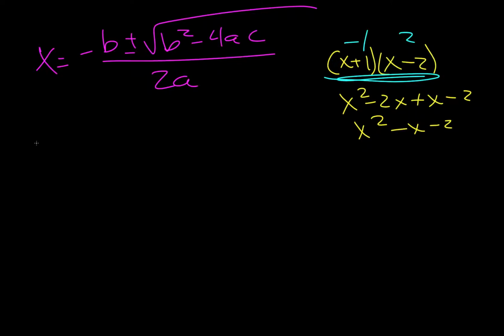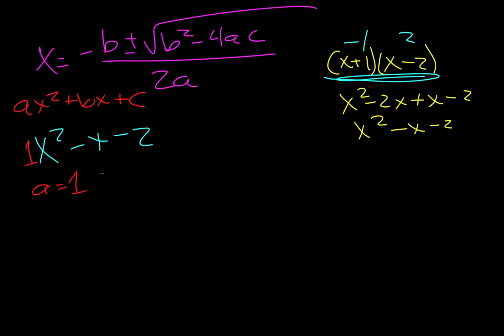So on your paper, you would just start with something that looks like the thing written in blue right here. We want to pull out our a, b, and c. So we're looking at ax squared plus bx plus c. So a is the number in front of x squared. Right here there's an implied 1. The number in front of x is our b, which is -1, and then the constant is our c, which is -2.